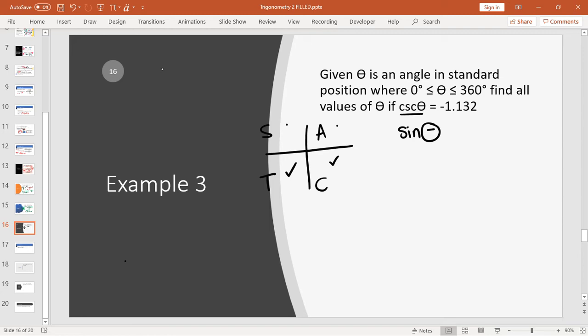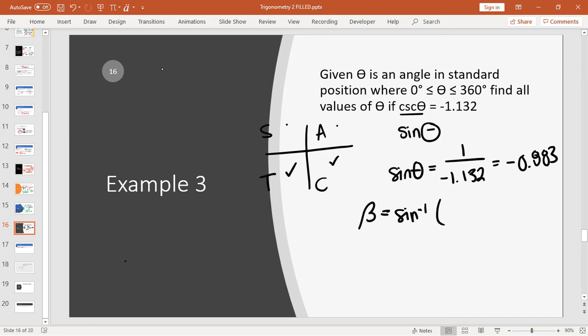I need to know what the sine value is because I need that from my calculator. So I know that sine of theta is going to be the reciprocal of the cosecant. You can just use the reciprocal button on your calculator, or you can do this math and you're going to get negative 0.883. Now I can find my reference angle. Remember, for the reference angle you're just going to use that 0.883 as a positive, and that's going to give you 62 degrees.